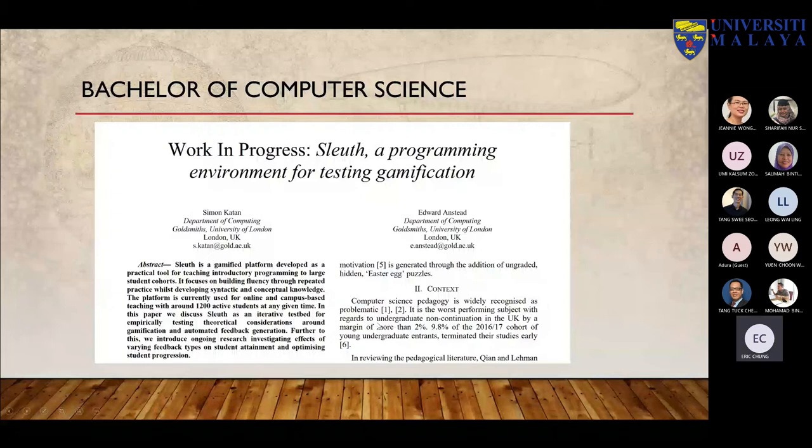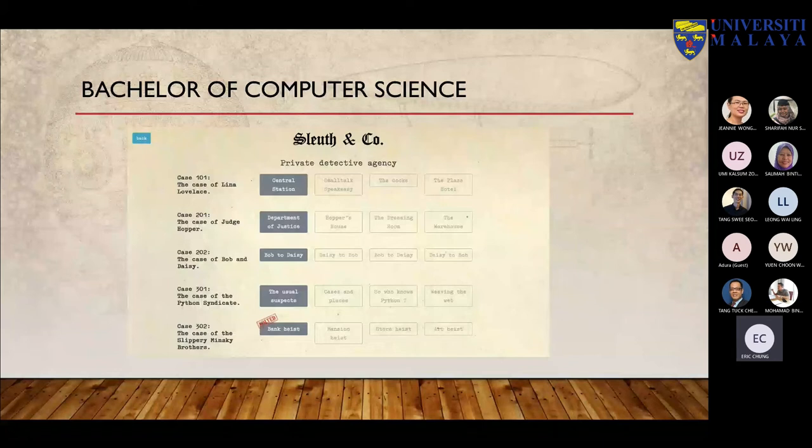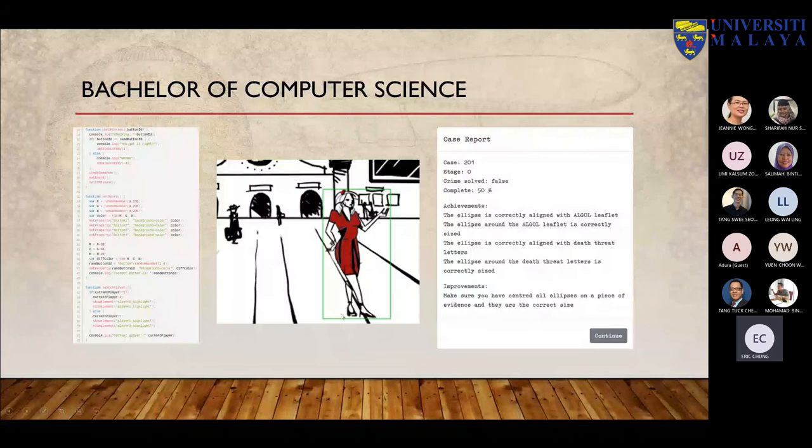So they came up with this private detective agency game. They divide the problem set into case files. You click into a case file, and you have to solve the problem. For example, you are trying to find this woman, so your job is to draw a rectangular shape over the woman in question. You download the file, start typing away in your programming language, and submit it, and they give you feedback. This feedback tells you what you did correctly and what you did wrong, and how you can improve. They give you a percentage. This constitutes 50% of the final mark for your module, so it's quite important for students to pass this.